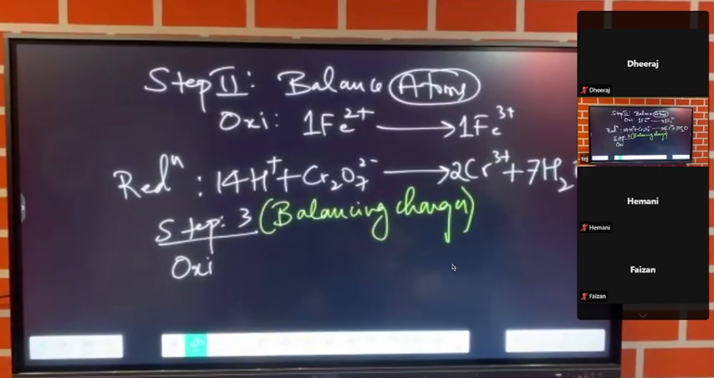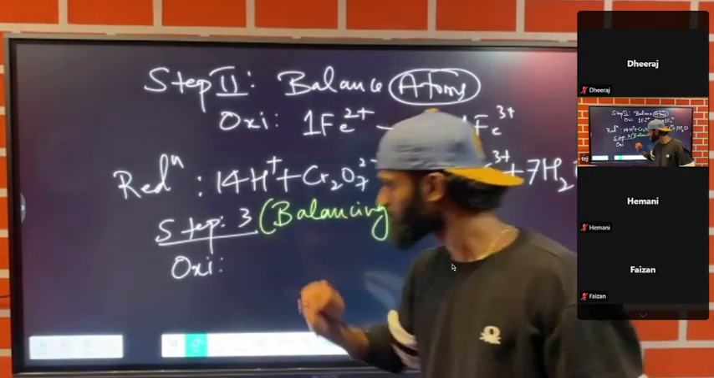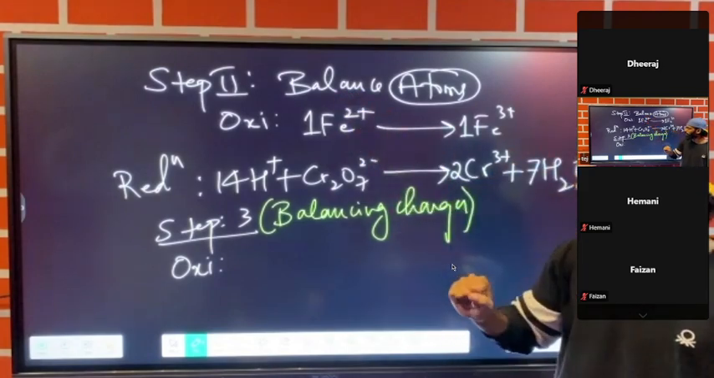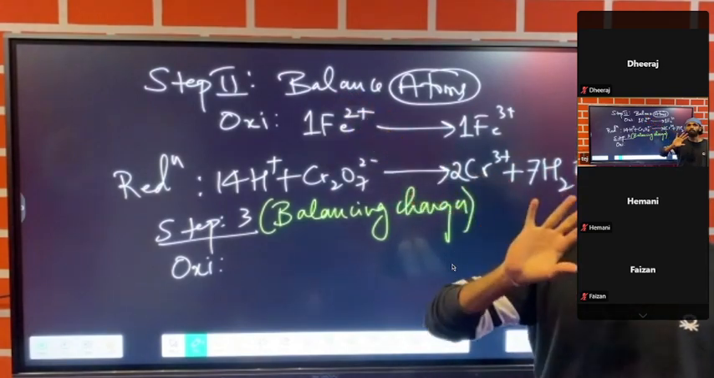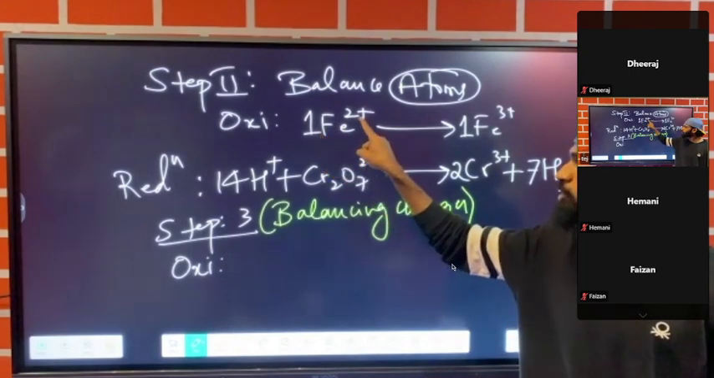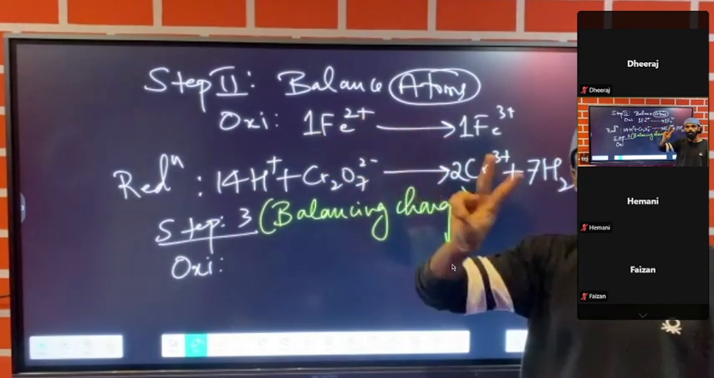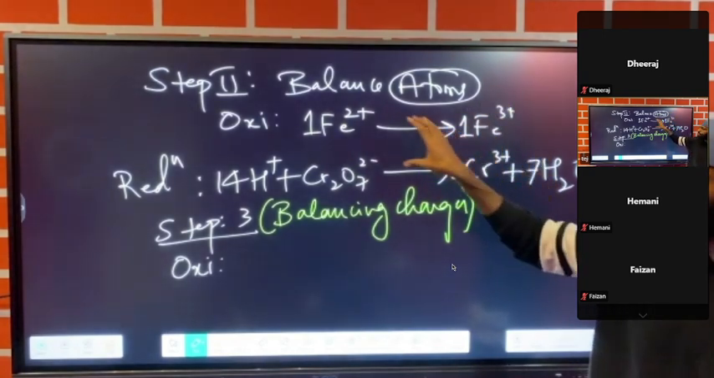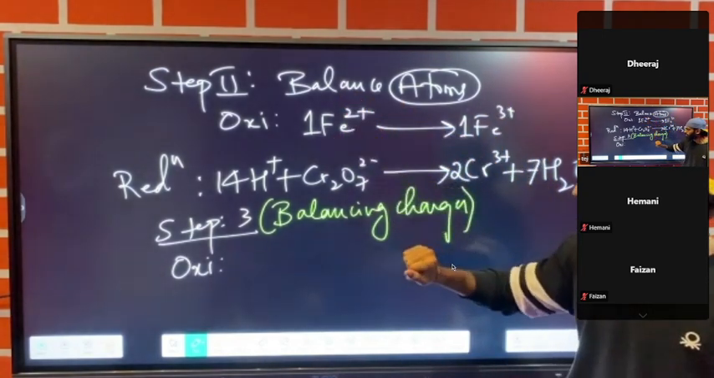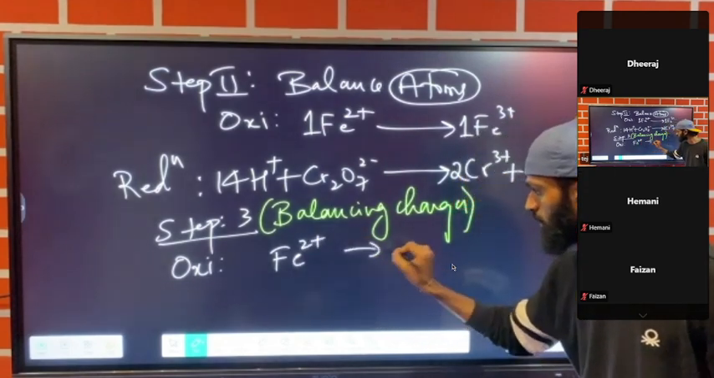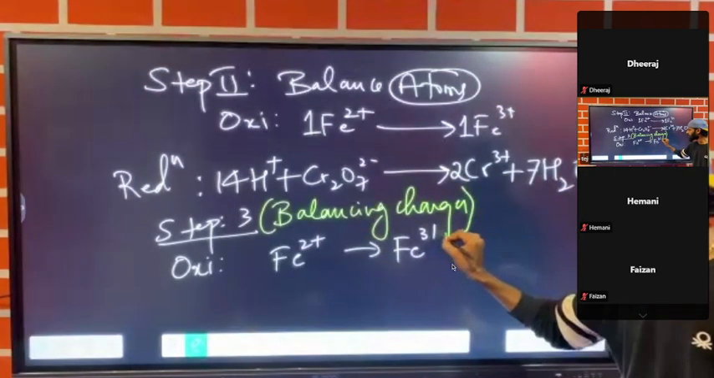Now I'm trying to balance charge. Now focus. Careful. Left hand side. Guys, think for a second. Okay. Left hand side, I am using the word total charge. There was 1 Fe and the charge was 2 plus. 2 into 1, 2. Okay. Here, there is 3. Fine. Left hand side, there was 2 plus. Right hand side, there was 3 plus.